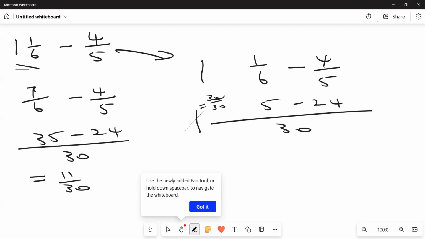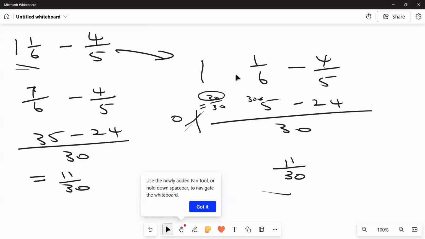So you add this 30 to the 5. So 30 plus 5, you get 35. So 35 minus the 24. Of course, when you take the 1 from here, you end up with 0 here. And this 30 is really 30 over 30. So you add this 30 on top there to the 5. You get 35. 35 minus the 24 gives you the same 11 over 30. That's your answer there.